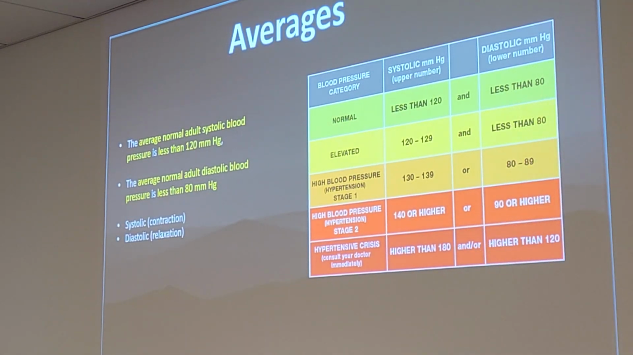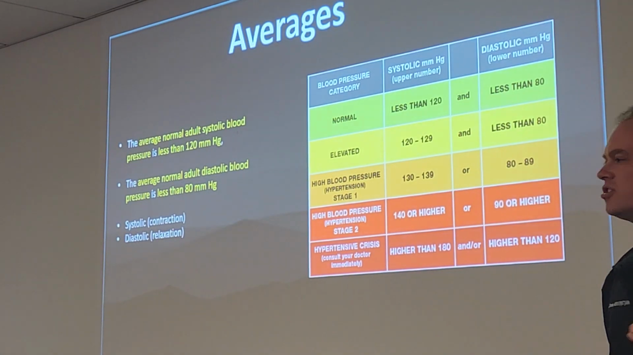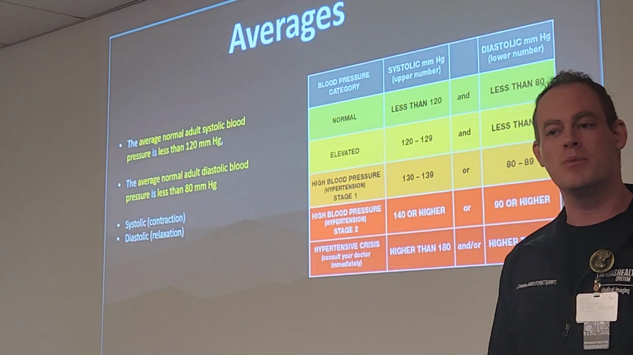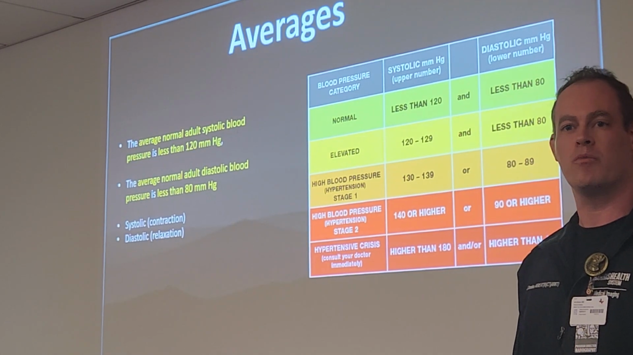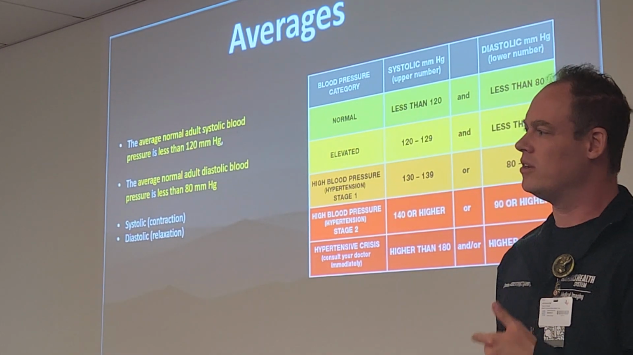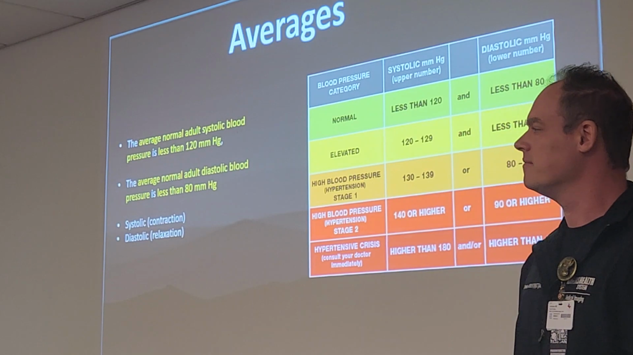The average normal adult diastolic blood pressure is going to be less than 80 millimeters of mercury. Once again, systolic, top number, is the contraction, while diastolic is the relaxation. I'll be repeating a lot of these terms because repetition is good, guys. Repetition works. So it sounds like I'm repeating myself. I am. You need to repeat it to solidify it in your brain.